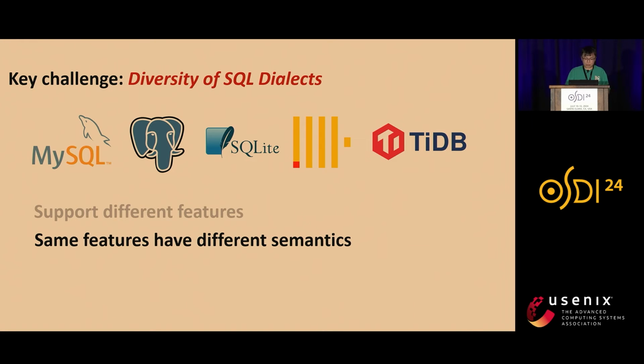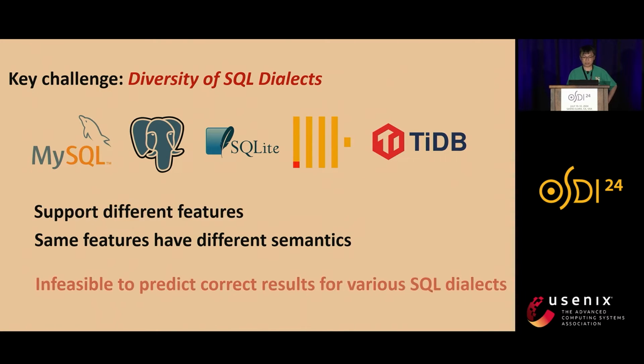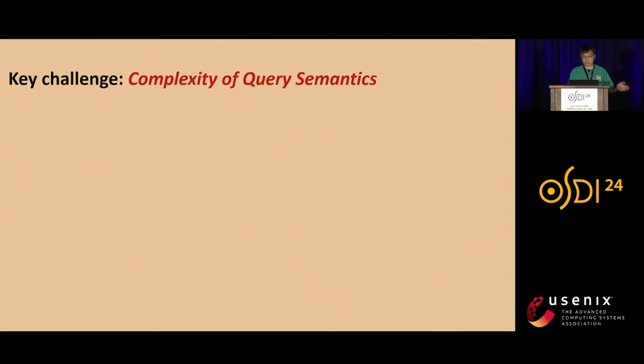Even more, for the same feature, database systems could have different implementations. For example, for this query, one database, MySQL, could produce 1, and another database, SQLite, could produce 0, because MySQL is case insensitive, but SQLite is case sensitive. So the conclusion is, we find it's nearly infeasible to predict the correct result for various SQL dialects because there are different semantic implementations.